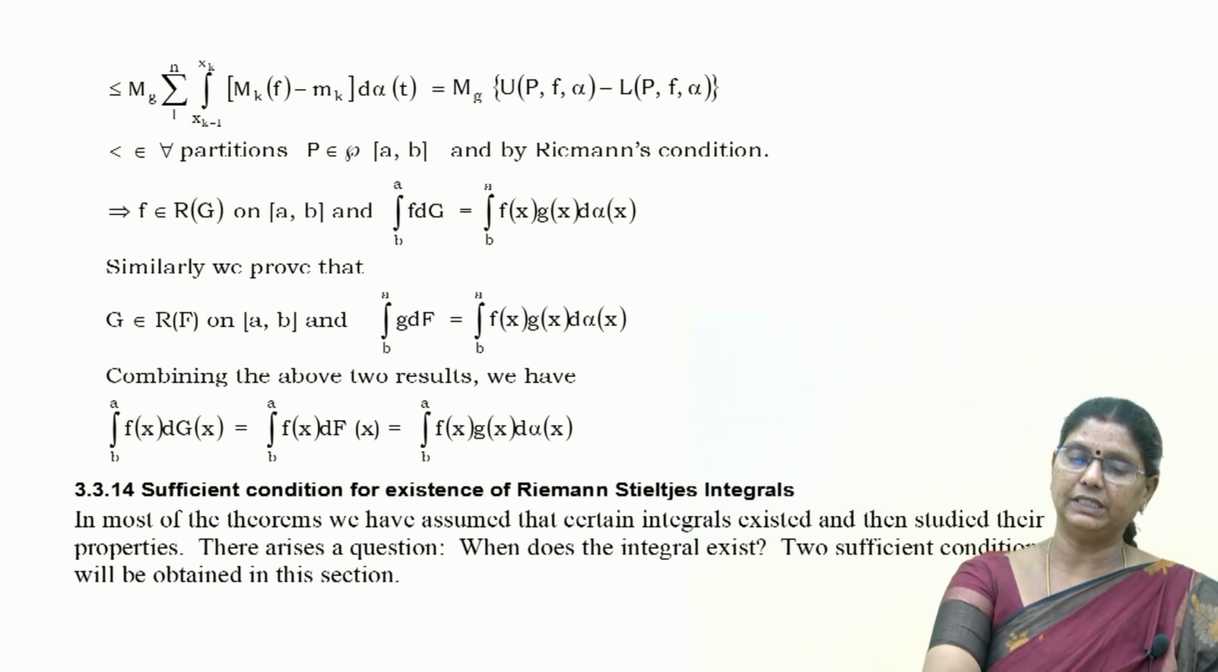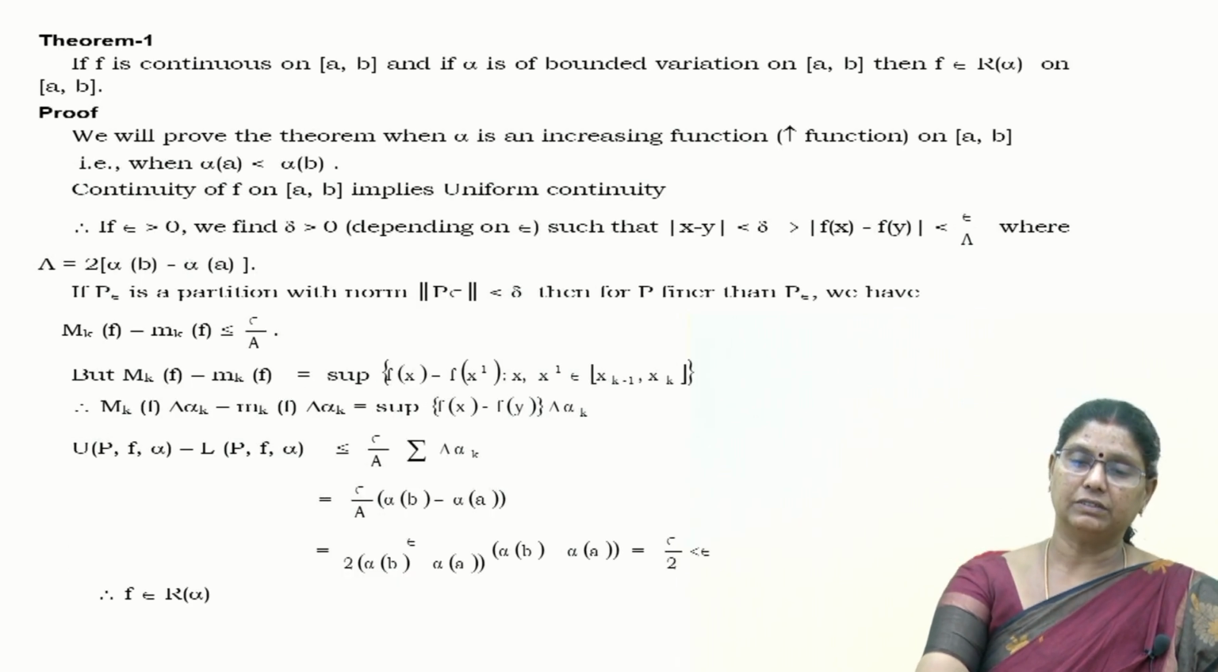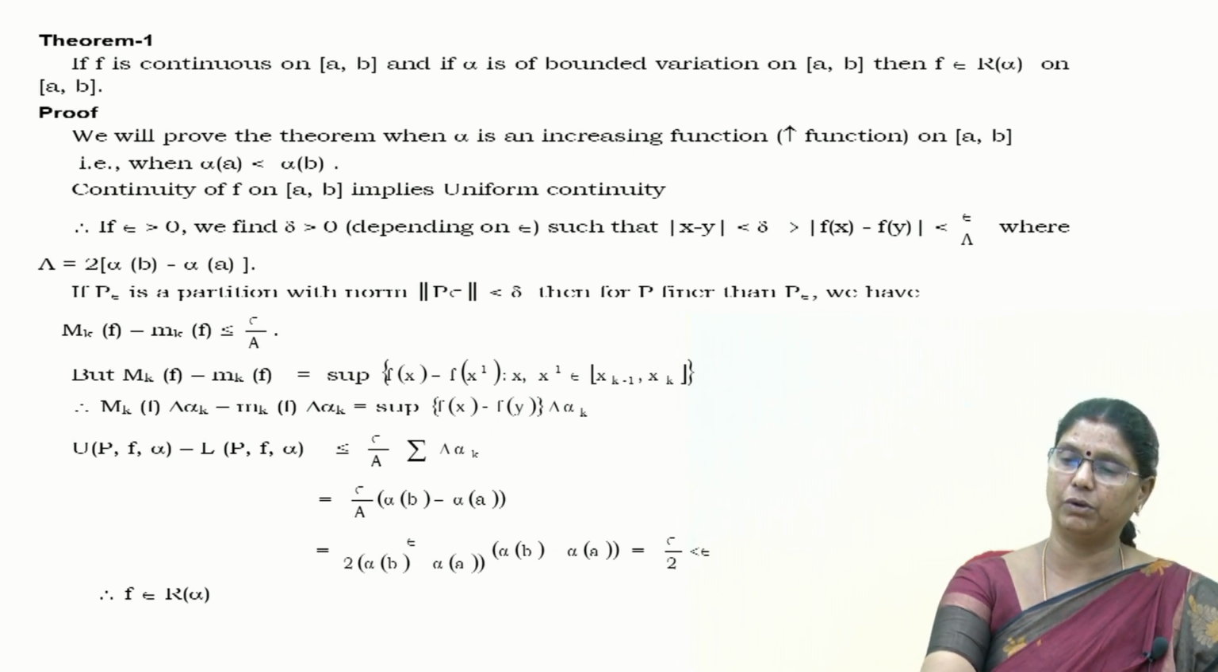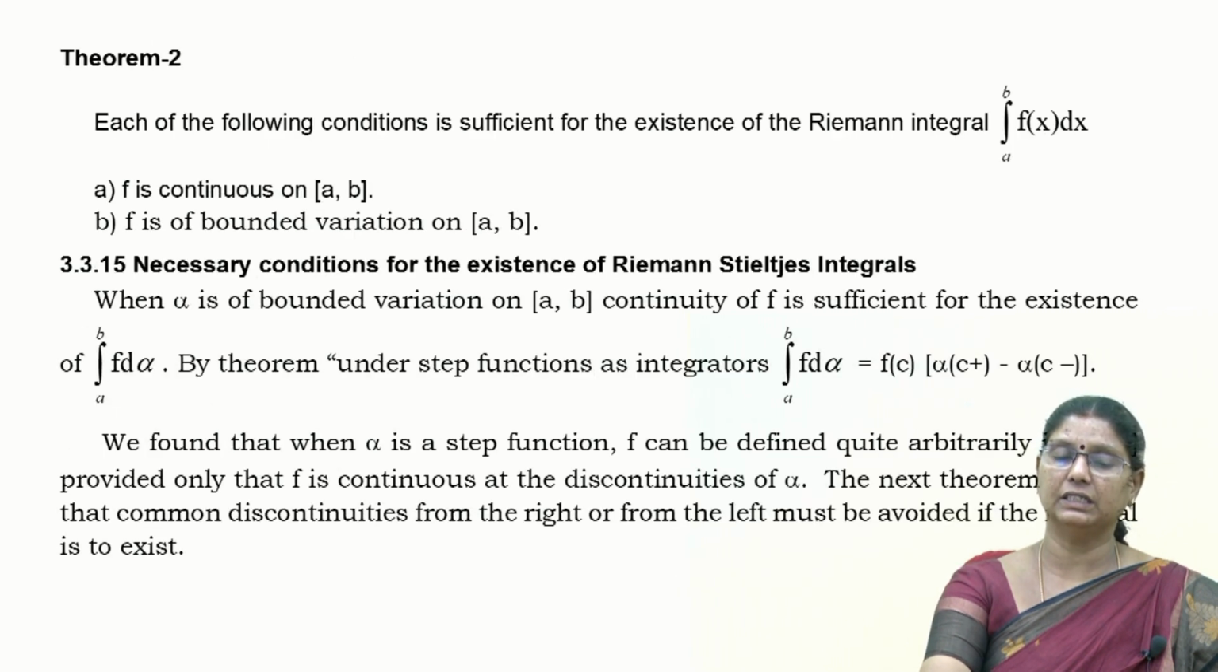And next, the sufficient condition for the existence of the Riemann-Stieltjes integral. The sufficient condition is: if f is continuous on [a, b] and alpha is of bounded variation, then f belongs to R of alpha on [a, b]. Based on the upper and lower integrals, that is U(P, f, alpha) and L(P, f, alpha), we can prove the same, and hence f belongs to R of alpha, and this is the sufficient condition for the Riemann-Stieltjes integral.